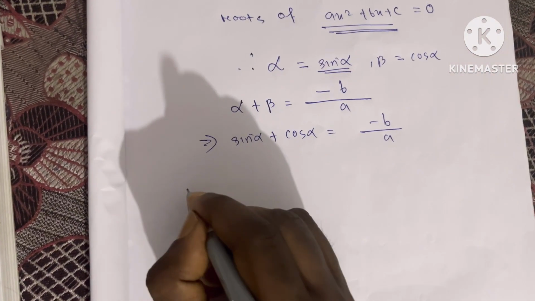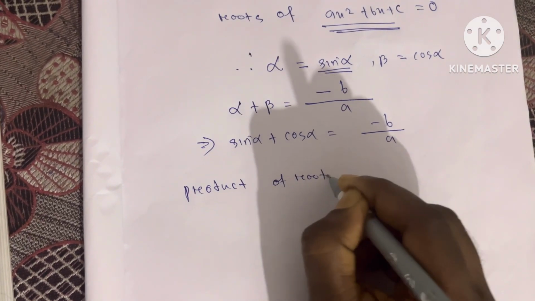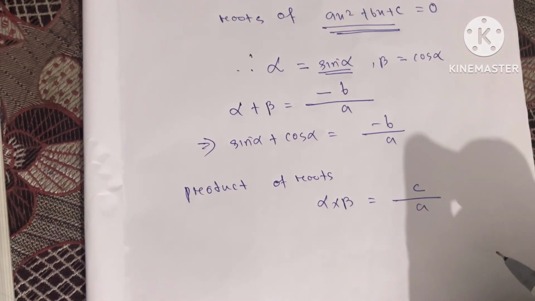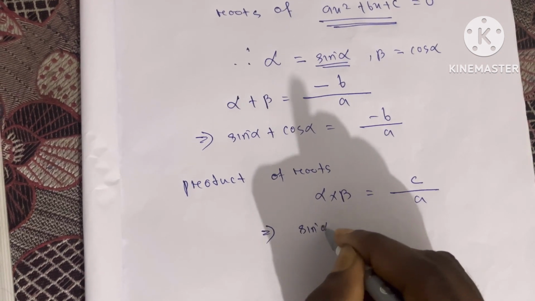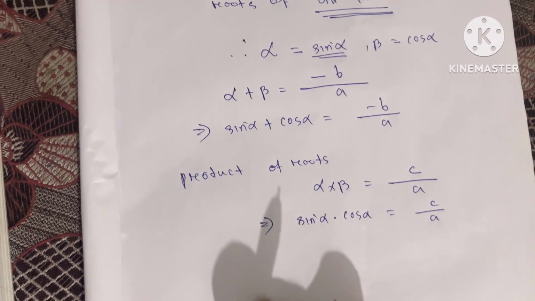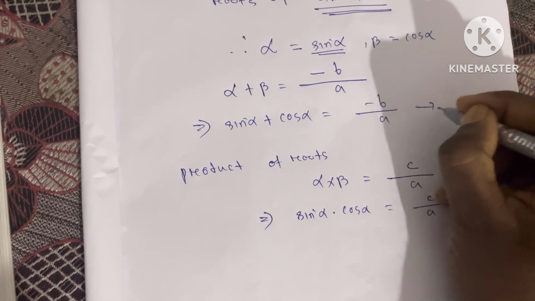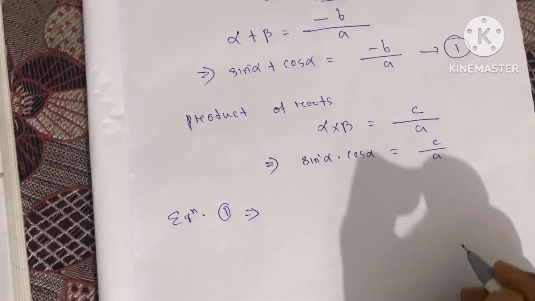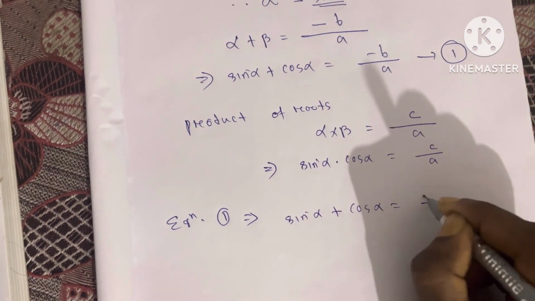In the same way, if I find the product of roots, alpha into beta, we get the value of c by a. Alpha means sin alpha, and beta means cos alpha, so sin alpha into cos alpha is equal to c by a. Consider this equation 1. Writing equation 1 again: sin alpha plus cos alpha is equal to minus b by a.